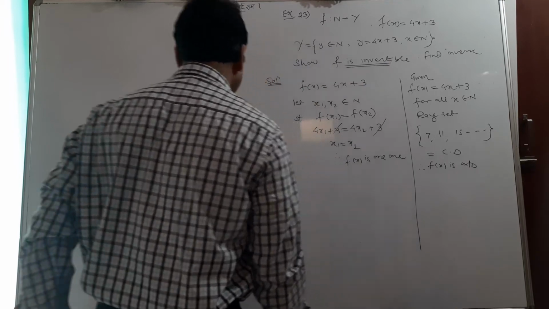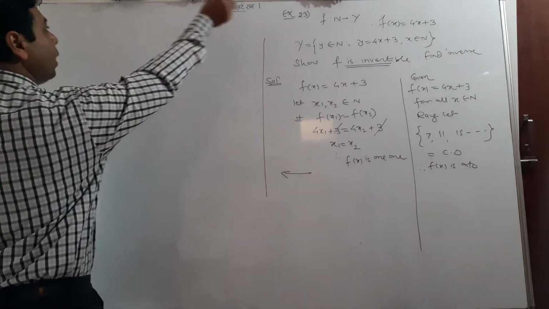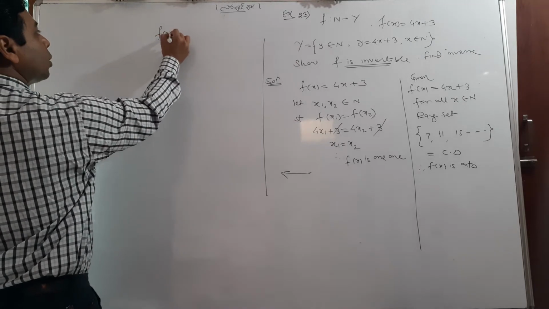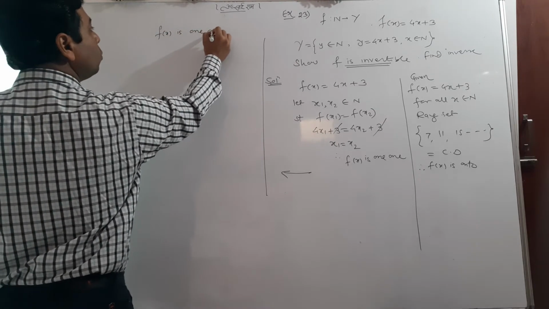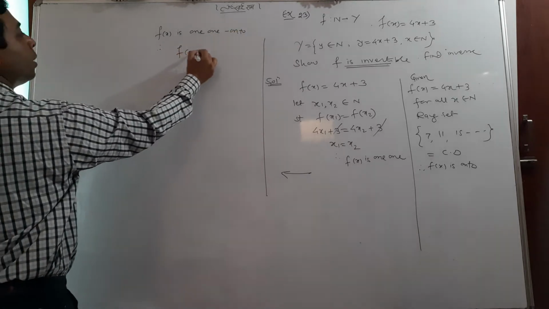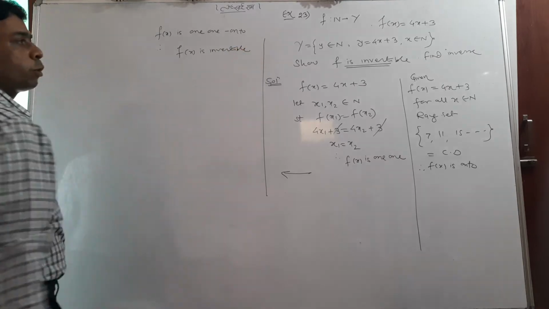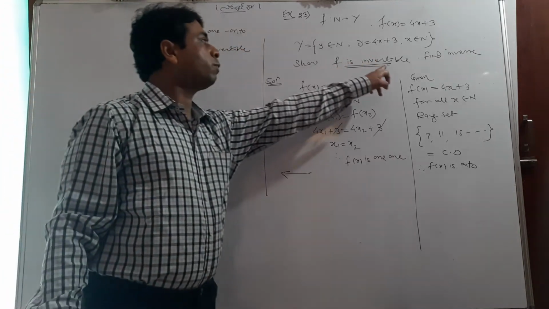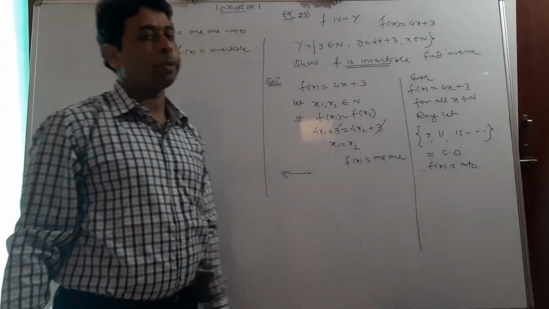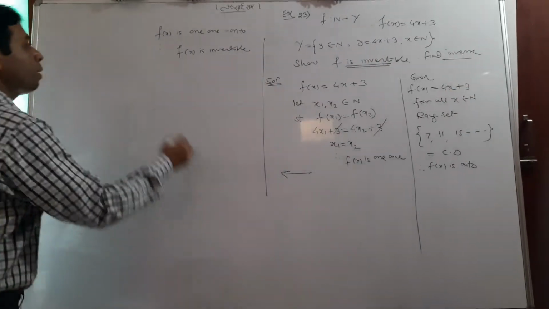And after these two, student, let me come here. After these two, I would write here, the function is 1-1 and onto. That's why the function is invertible. That's a very important approach. You should remember. So how to prove f is invertible? 1-1 and onto, both we have to explain. And then finding its inverse is again very easy.